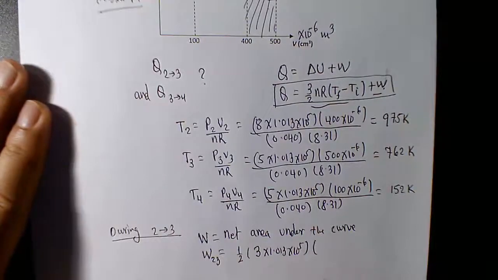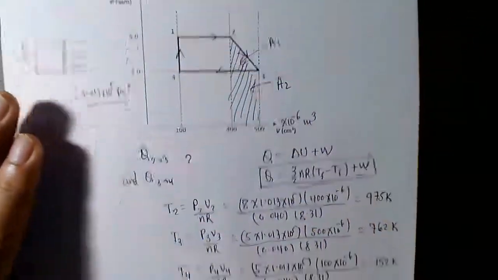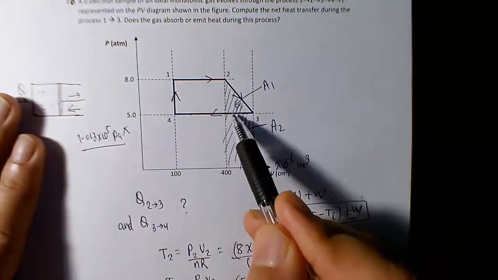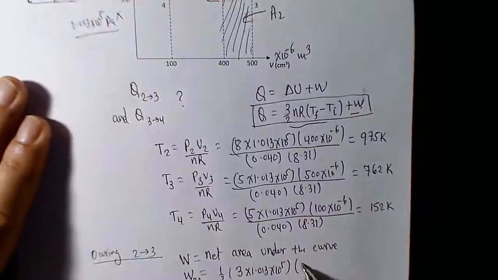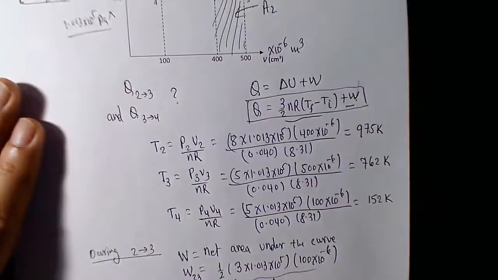That's the height, right? Height is 8 minus 5, this is the height, which is 3. And the base is this, so 500 minus 400, so 100. But it's in centimeter cube. So that's the area A1.